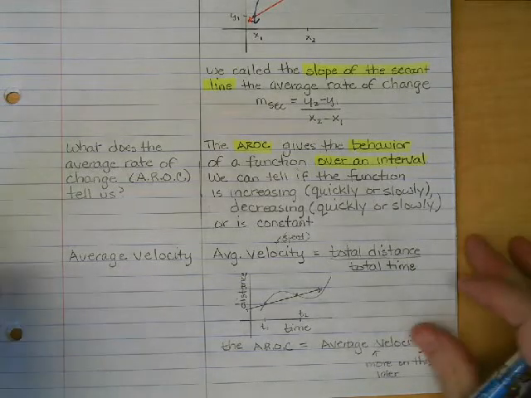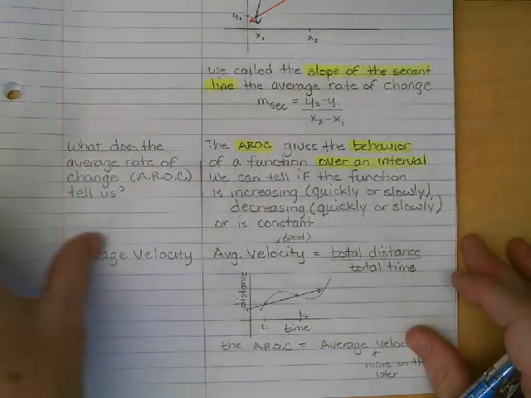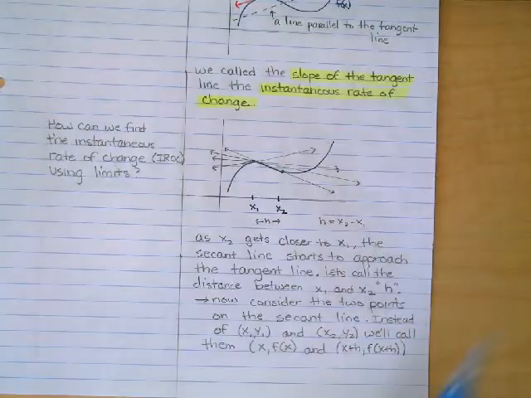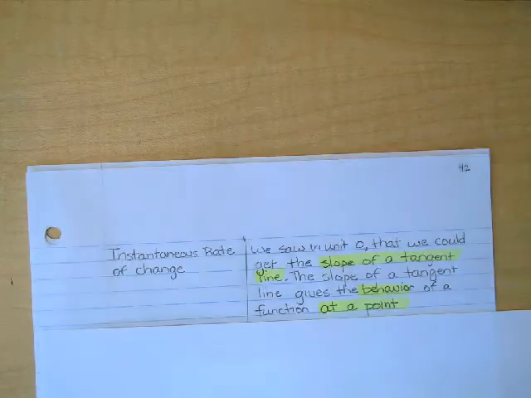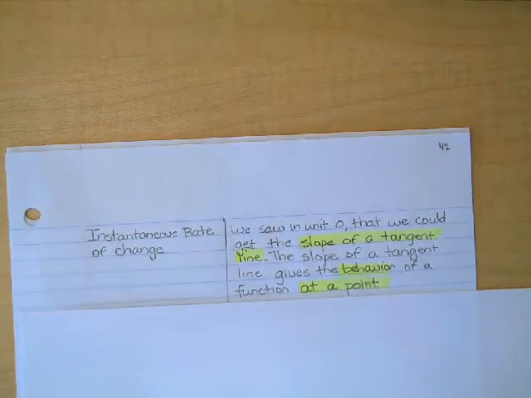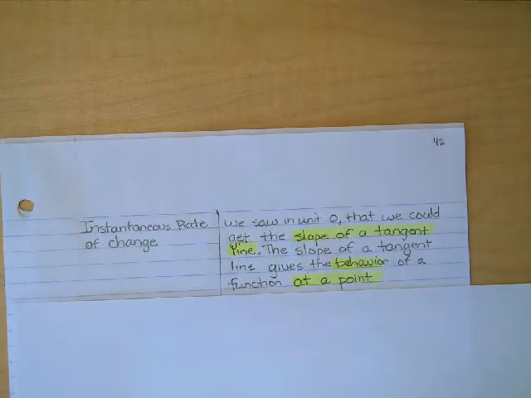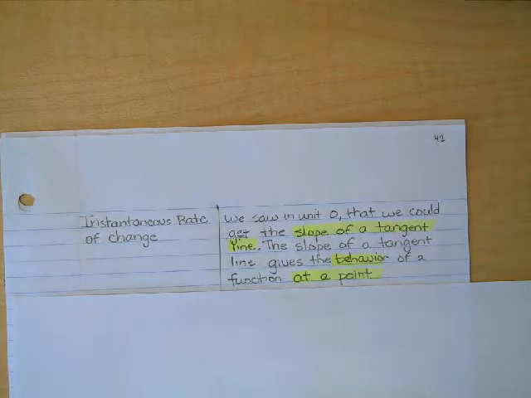So you'll want to pause, write that down. Now we've got something different. Instantaneous rate of change. And that would be the slope of a tangent line. And we went over that in Unit 0.